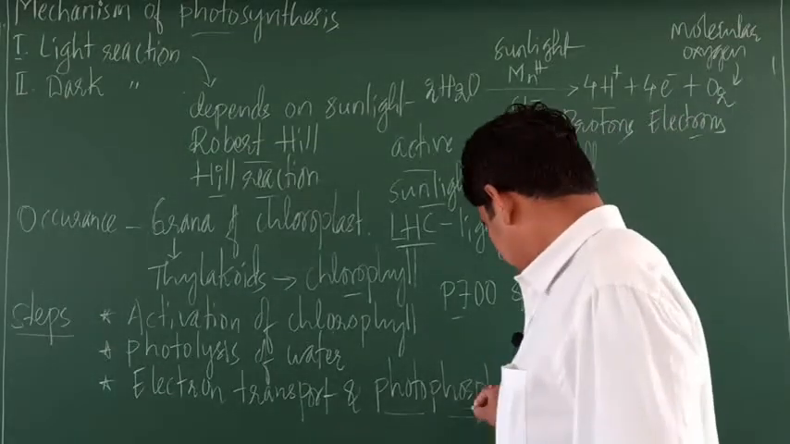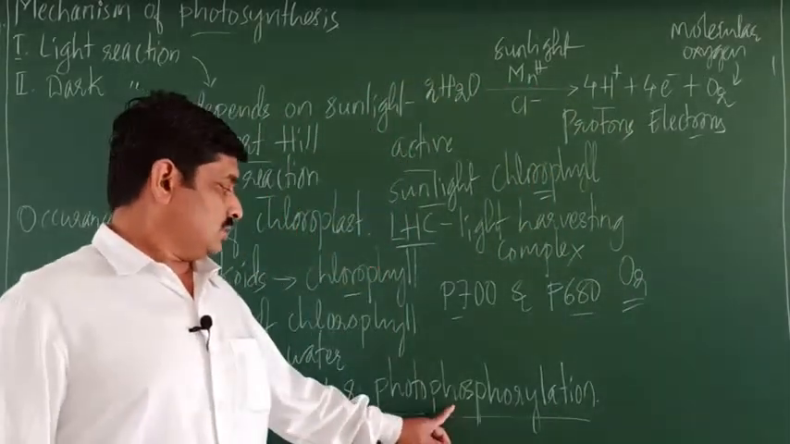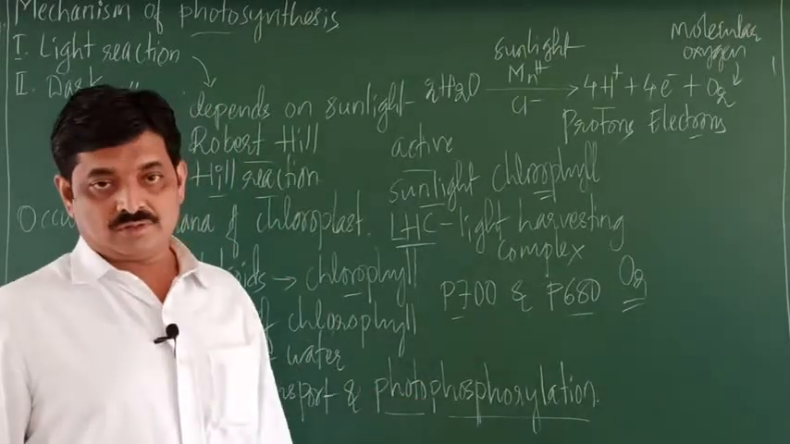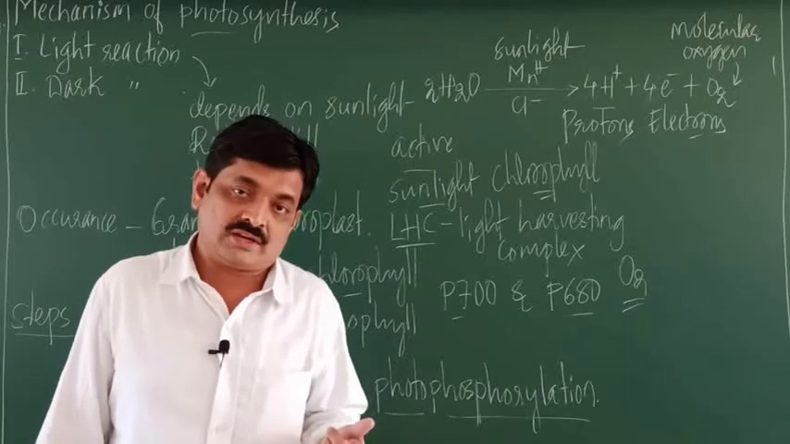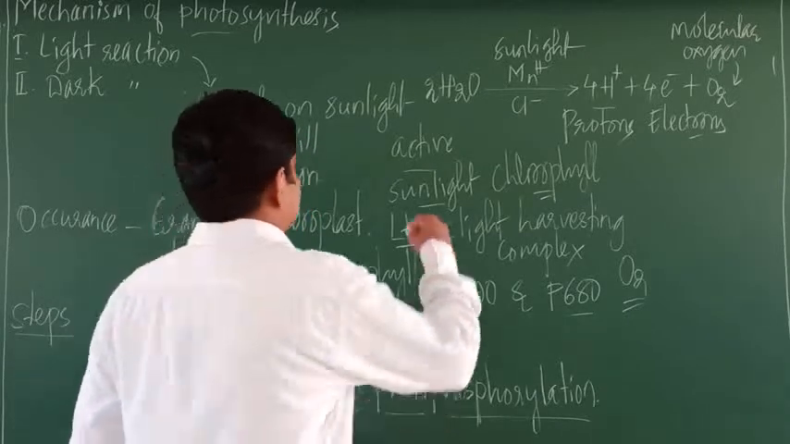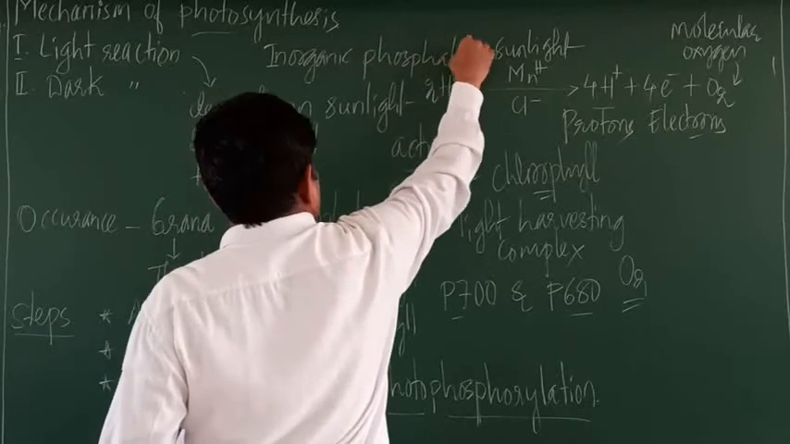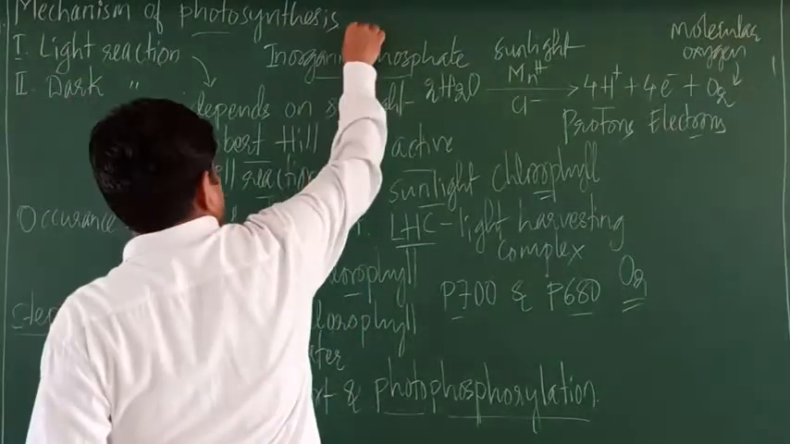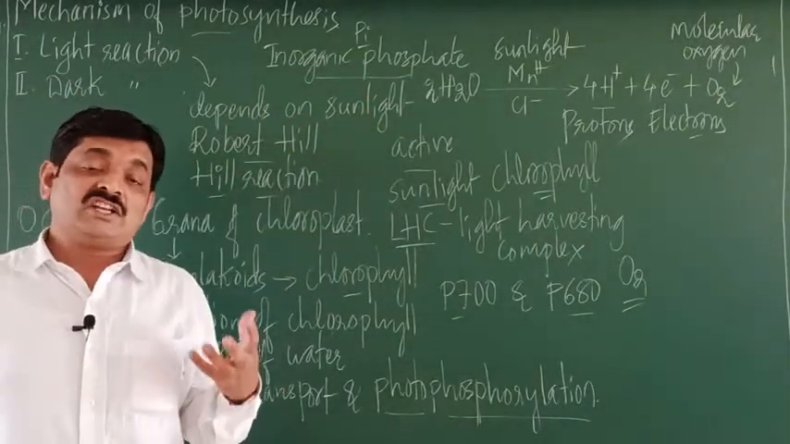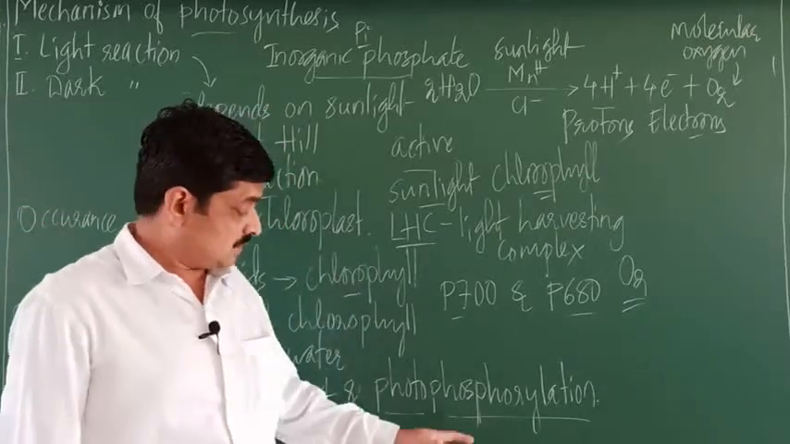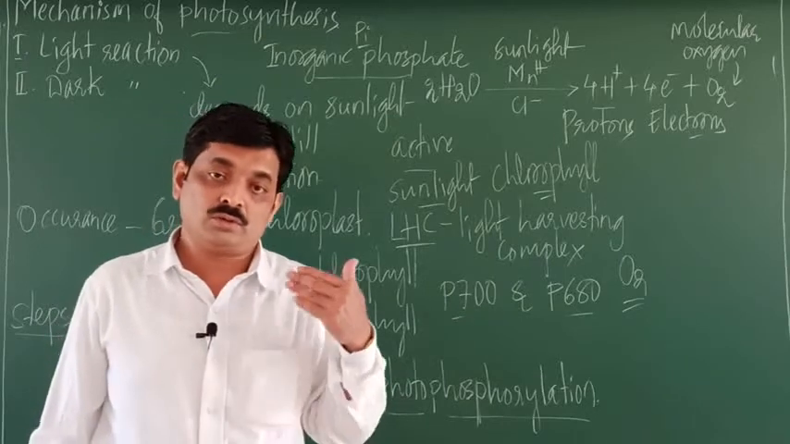Photophosphorylation. So here, phosphorylation. What is this phosphorylation? Phosphorylation is a type of reaction where inorganic phosphate is added to the reaction, right? Addition of inorganic phosphate, written like this, Pi. So Pi indicates inorganic phosphate. So addition of inorganic phosphate to a reaction is called phosphorylation, right?